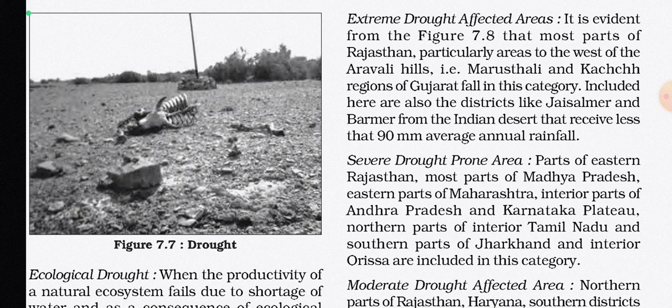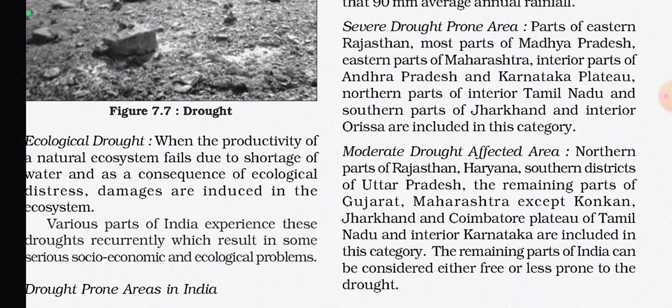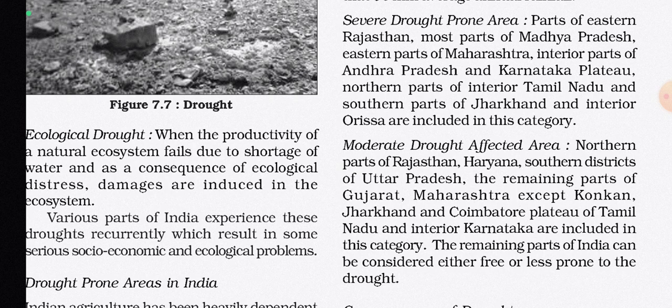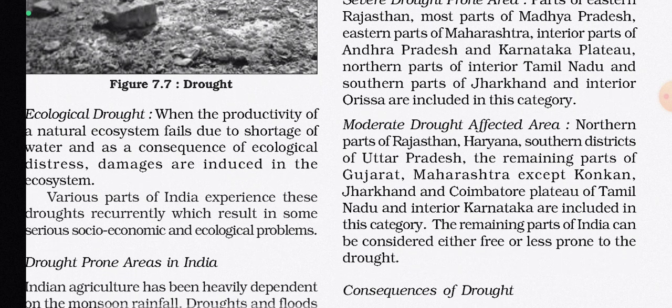Included here are also the districts like Jaisalmer and Barmer from the Indian desert that receive less than 90 millimeter average annual rainfall. Okay, so it is extreme drought affected areas. Then severe drought prone areas, parts of eastern Rajasthan, most parts of Madhya Pradesh, eastern parts of Maharashtra, interior parts of Andhra Pradesh and Karnataka Plateau, northern parts of interior Tamil Nadu and southern parts of Jharkhand and interior Odisha are included in this category.